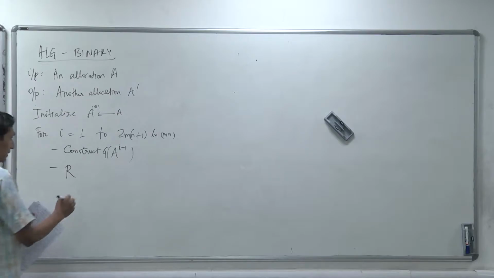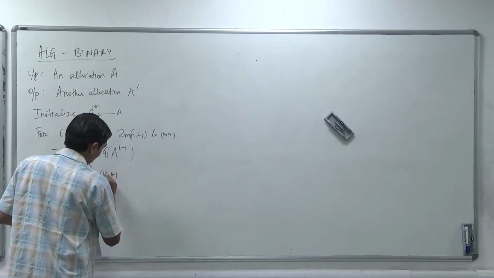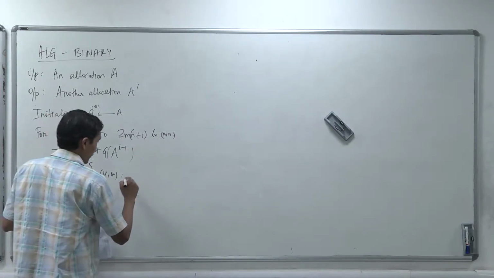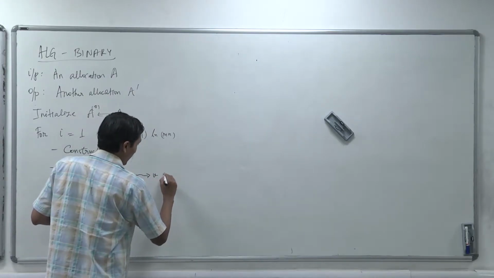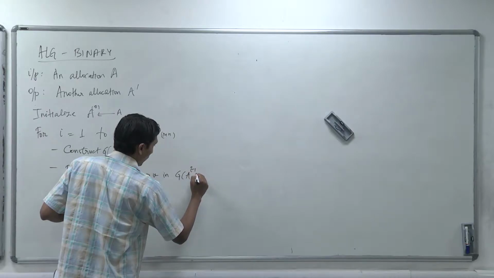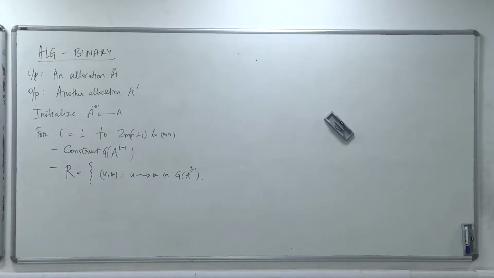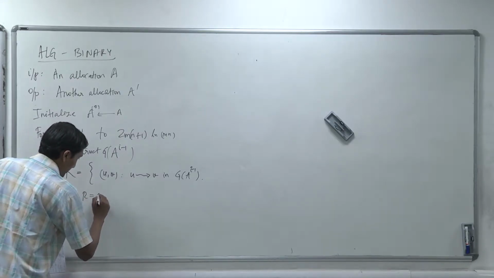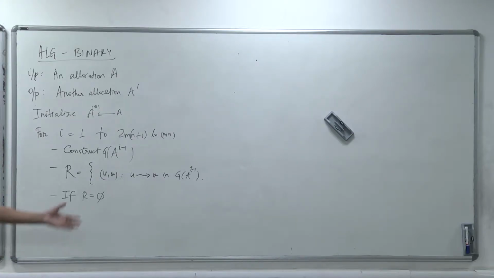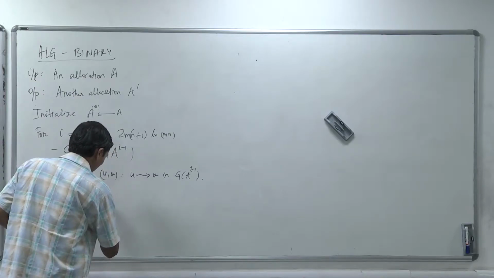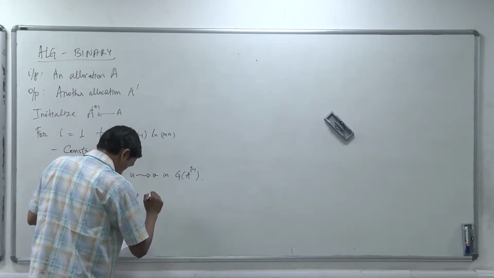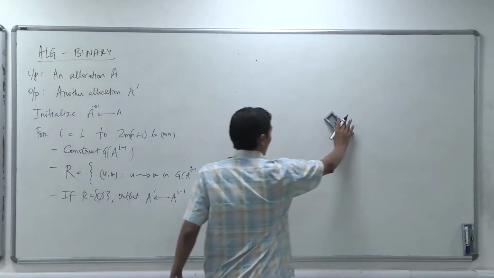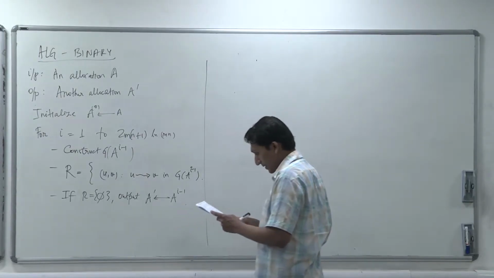Define a reachability set R as a set of pairs of agents, basically if U has a path to V in this graph G of A i minus 1. Again, efficiently computable. Now, if R is empty, just terminate, just output whatever you have. Okay. So the interesting stuff happens when R is non-empty.